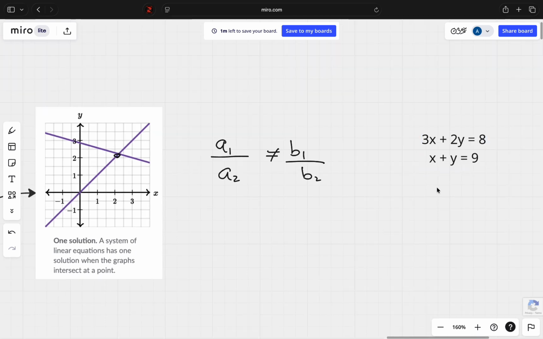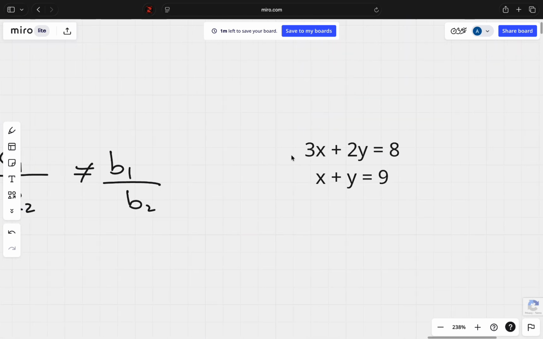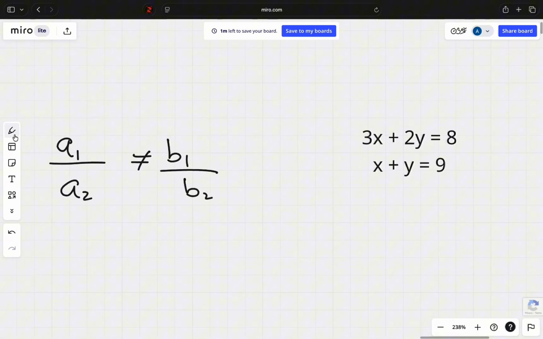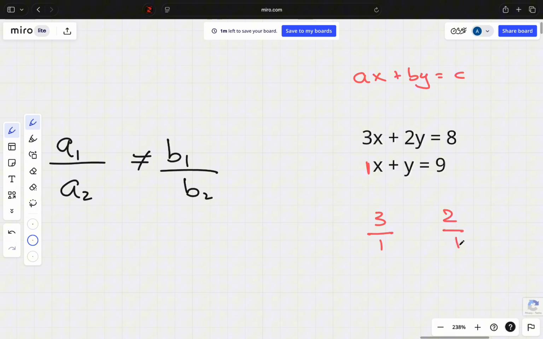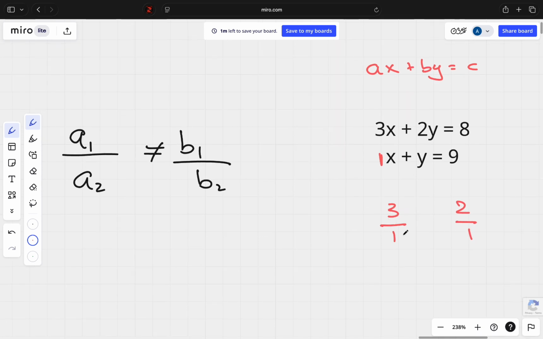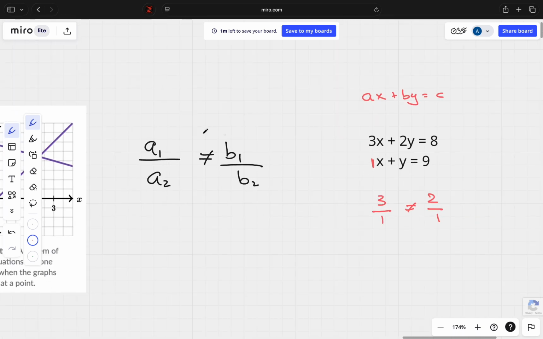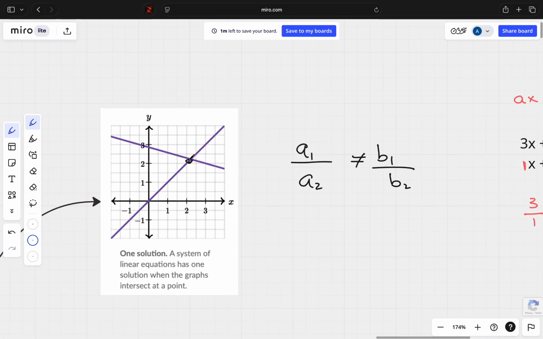So for example, in this case I have standard equations. a1 is 3 because it's ax plus by equals c. That's the first equation, that's the second one. In the first one a is 3, in the second one a is 1, right? So 3 over 1, and then b is 2 in the first one and b is 1 in the second one. So we can see from this that 3 over 1 is not equal to 2 over 1. So in this case it follows this rule, which means it is going to be one solution.